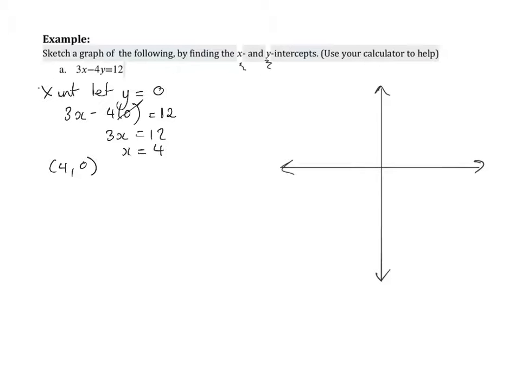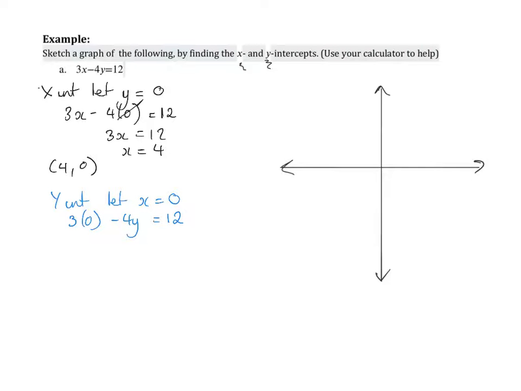What is my y-intercept? Well, let's find that one out. Okay, y-intercept. What do we let equal 0? We let x equal to 0. So substituting x equal to 0 into our equation, we get 3 times 0, take away 4y is equal to 12.